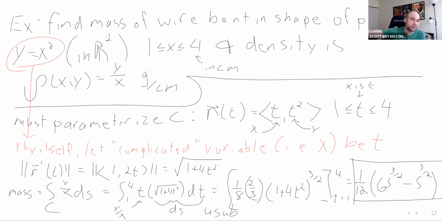Okay. So next class, we're going to look at how to integrate vector fields over curves and how that relates to the concept of work in physics.